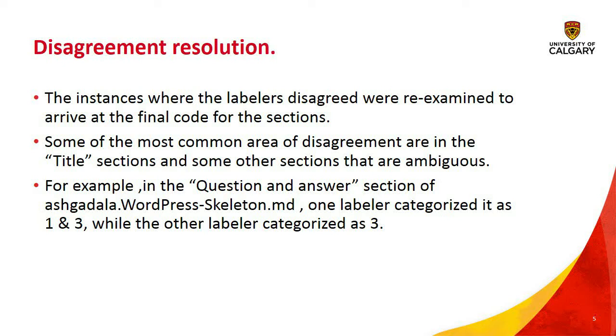Some of the most common areas of disagreement are in the title sections and some other sections that are ambiguous. For instance, under some question and answer section, one labeler categorized a particular section as 1 and 3, while the other labeler categorized it as 3. This example is actually taken from a particular README file from a WordPress skeleton project.